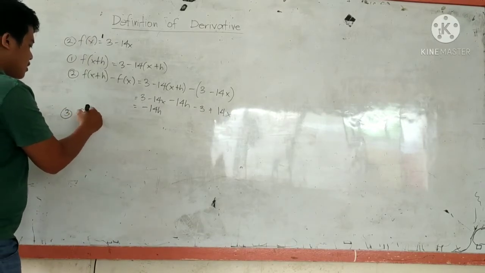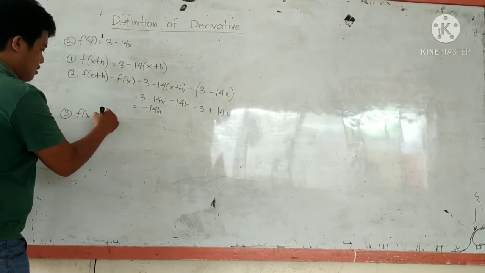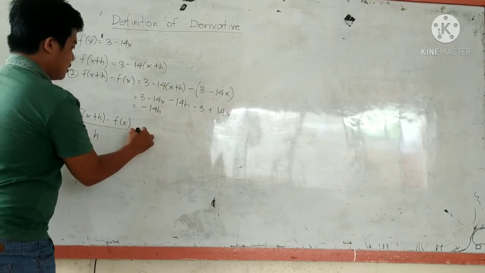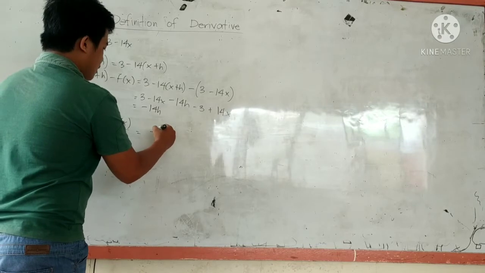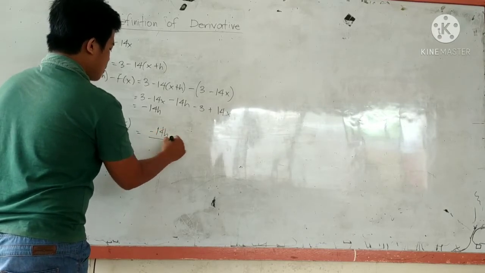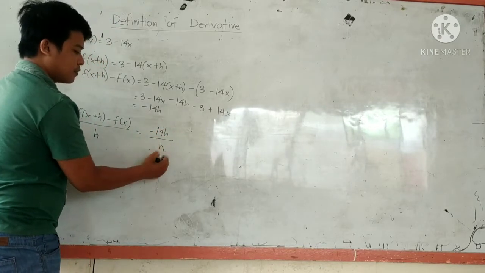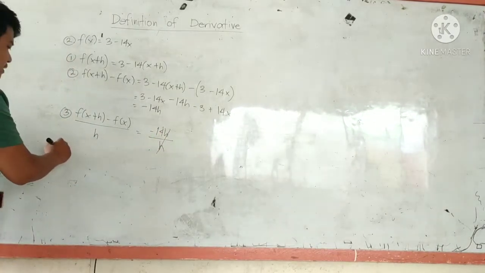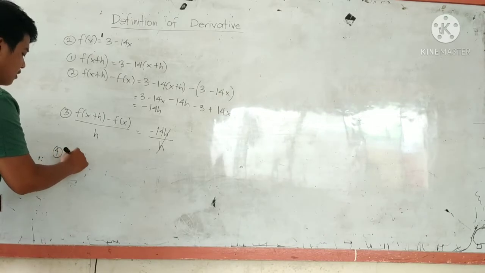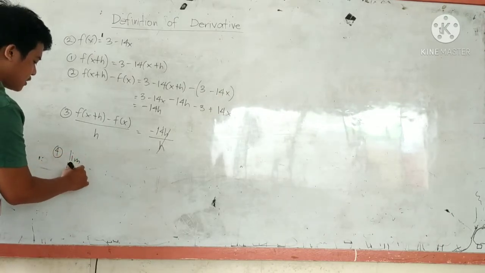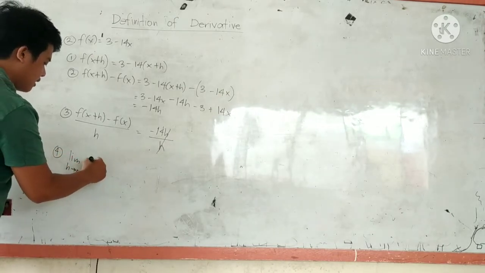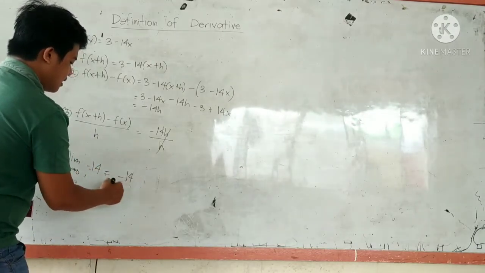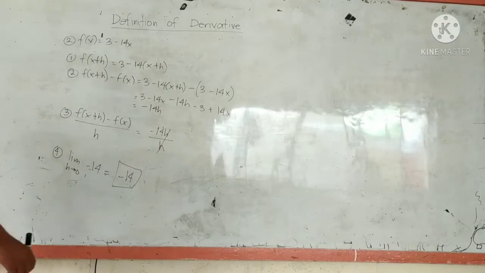The third step is we are going to divide the difference by our h. So we have negative 14h in our numerator divided by h. What's left will be negative 14. If we evaluate our limit as h approaches 0 of negative 14, of course the answer will still be negative 14.